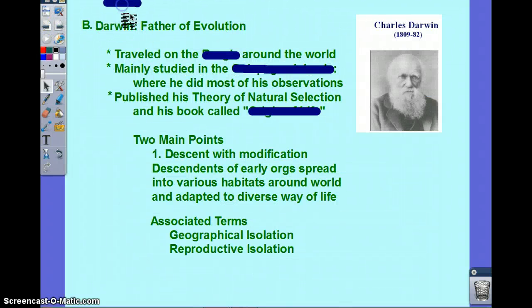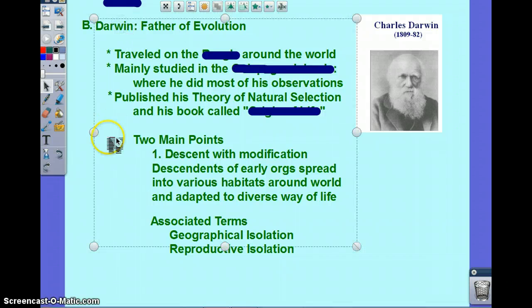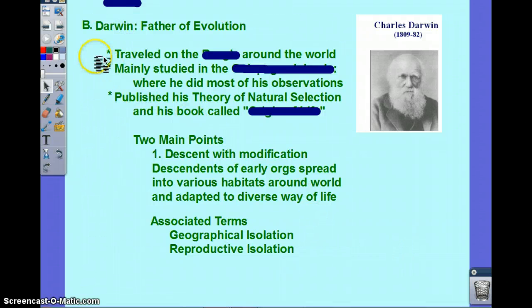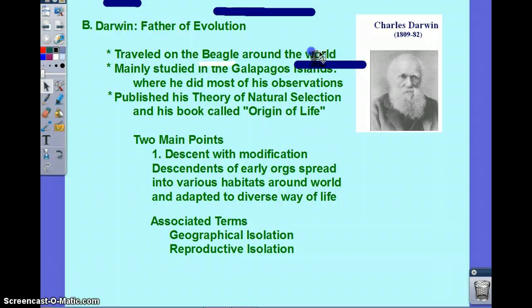The father of evolution, or the person most responsible for proving evolution to exist, is Charles Darwin. That's a picture of him. He traveled on the Beagle, and these are facts you have to know. He mainly did his studies in the Galapagos Islands. That's where he did most of his observations, and he studied finches and tortoises. He published the theory of natural selection in a book called Origin of Life, and it basically covered two main points.